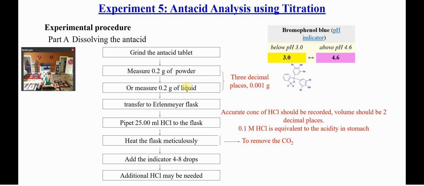And when you measure the mass in grams, the decimal place must be 3. Actually, our balance is 4. And then you also need to record the stock concentration of your HCl very carefully, also to 2 decimal places. It is 0.1 mole per liter of hydrochloric acid, essentially equivalent to the acidity in our stomach. When you heat up your Erlenmeyer flask, you wish to remove the carbon dioxide.